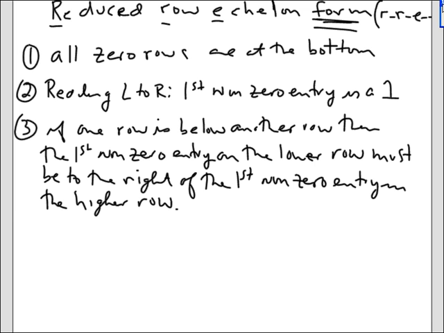There is one more. Now, let's change the terminology a little bit. The first non-zero entry needs to be a 1. Let's call it the leading 1. The leading 1. That's the first non-zero entry. Many textbooks and students and teachers call it the leading 1.